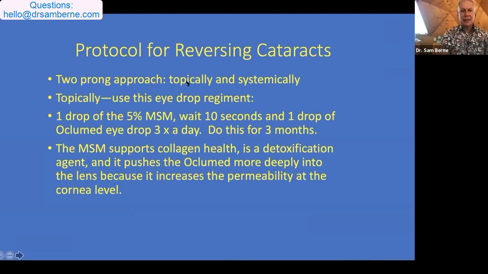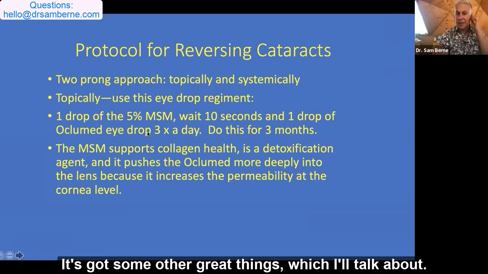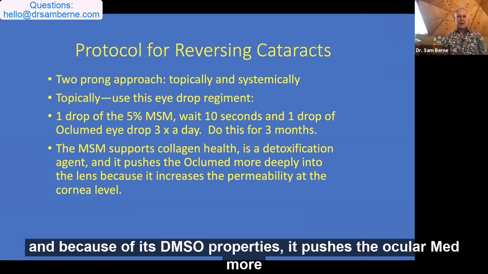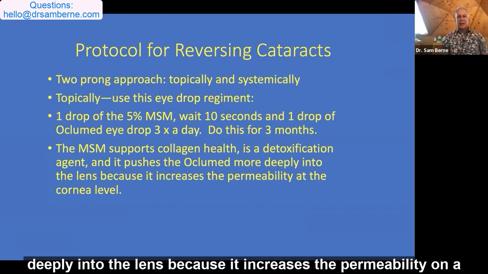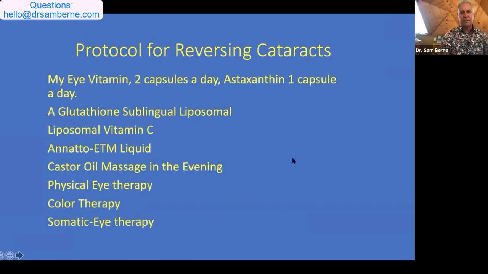And this particular Oculamed has got glutathione and vitamin C in it. It's got some other great things, which I'll talk about. The MSM supports our collagen health, and it's a detoxification agent. And because of its DMSO properties, it pushes the Oculamed more deeply into the lens because it increases the permeability on a corneal level.